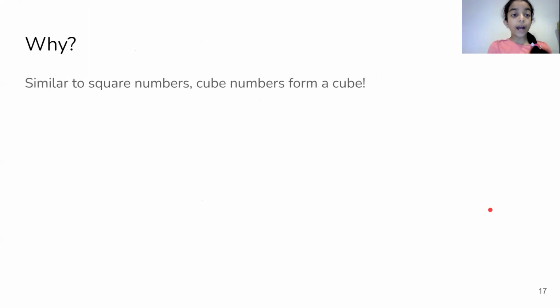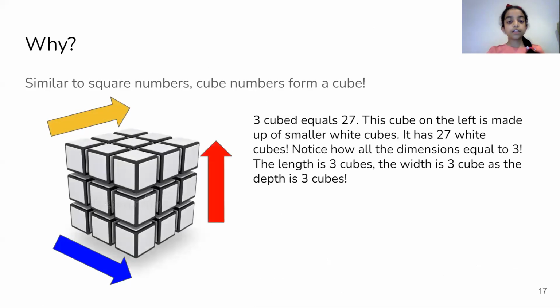So similar to square numbers, cube numbers form a cube. That's why we call them cube numbers. So 3 cubed equals 27, since 3 times 3 is 9 and 9 times 3 is 27. And I've got a cube on the left, and this is made up of smaller white cubes. It has 27 white cubes, since we've got 3 layers and each layer has 9 cubes. 9 times 3 is 27.